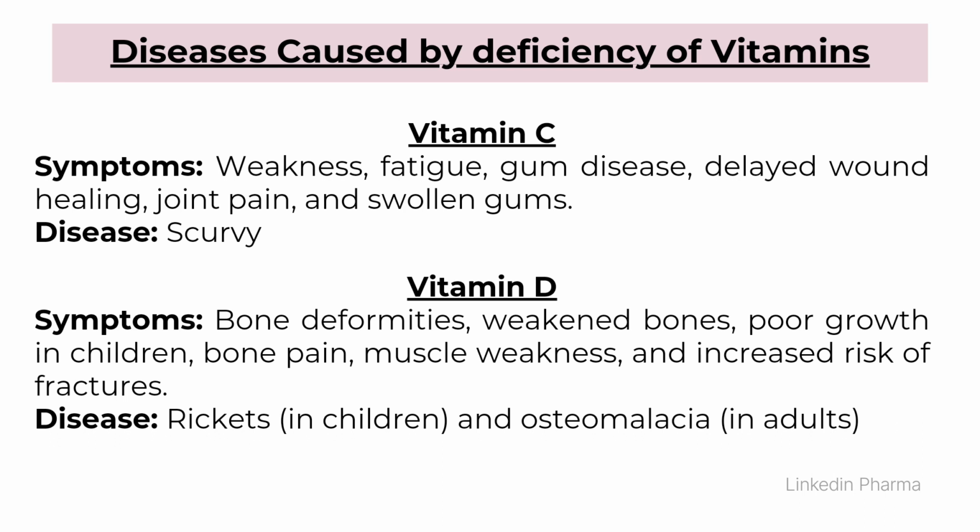Vitamin C. Symptoms: weakness, fatigue, gum disease, delayed wound healing, joint pain, and swollen gums. Disease: scurvy. Vitamin D. Symptoms: bone deformities, weakened bones, poor growth in children, bone pain, muscle weakness, and increased risk of fractures. Disease: rickets in children and osteomalacia in adults.